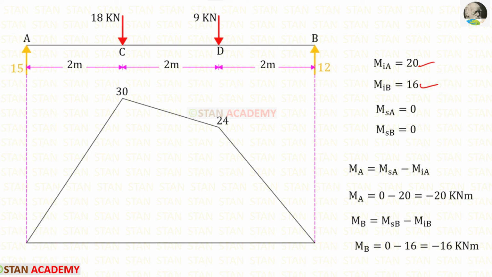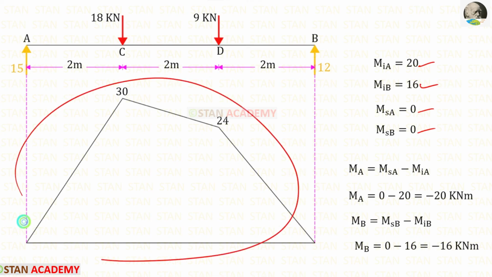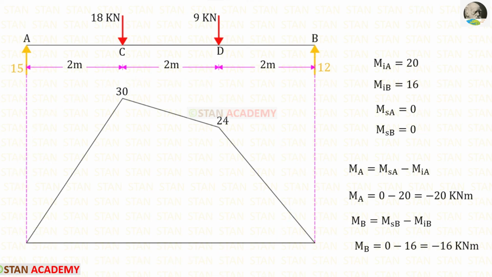Now let us find M_SA and M_SB. To find M_SA and M_SB, we have to look at the bending moment diagram. At point A, the bending moment is 0, so M_SA will be 0. At point B also, the bending moment is 0, so M_SB also will be 0.